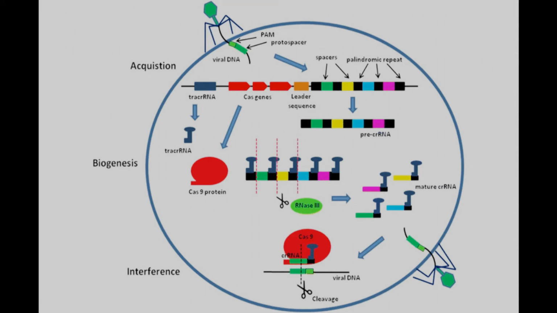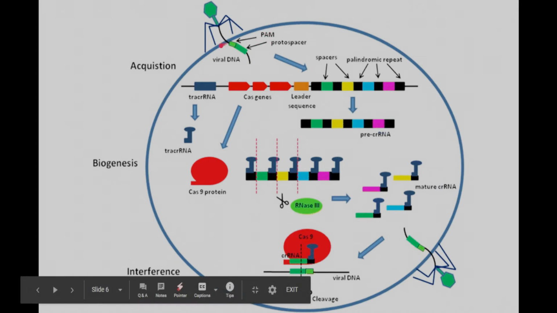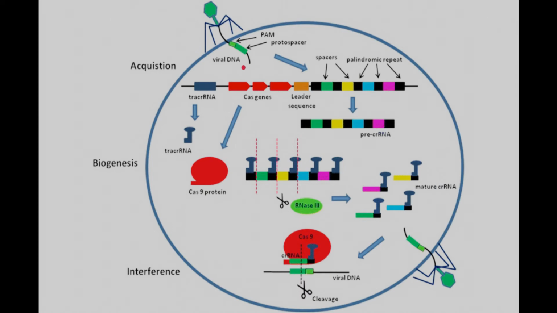Basically, what happens is a virus, a bacteriophage, injects its DNA in the form of just viral DNA, or it could be RNA, but basically what happens is it injects its DNA so that it can use up the bacteria's own machinery so that it can make more of itself and basically hijacks this bacteria cell. Bacteria has its own defense mechanism.